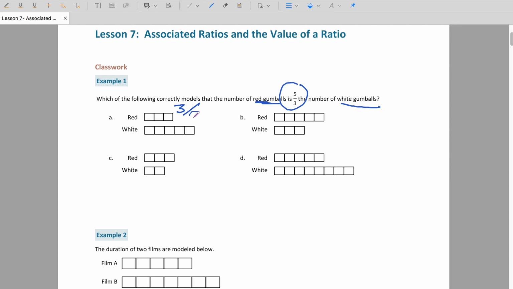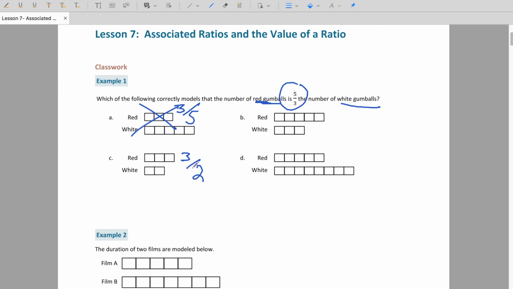here. Here, the red is 3/5 the white. Well, that's not right. For C, the red is 3/2. That's also not right. We can see that it's 3/2 because there are 3 red ones here, and we're looking for 5/3. So there are 2 white ones.